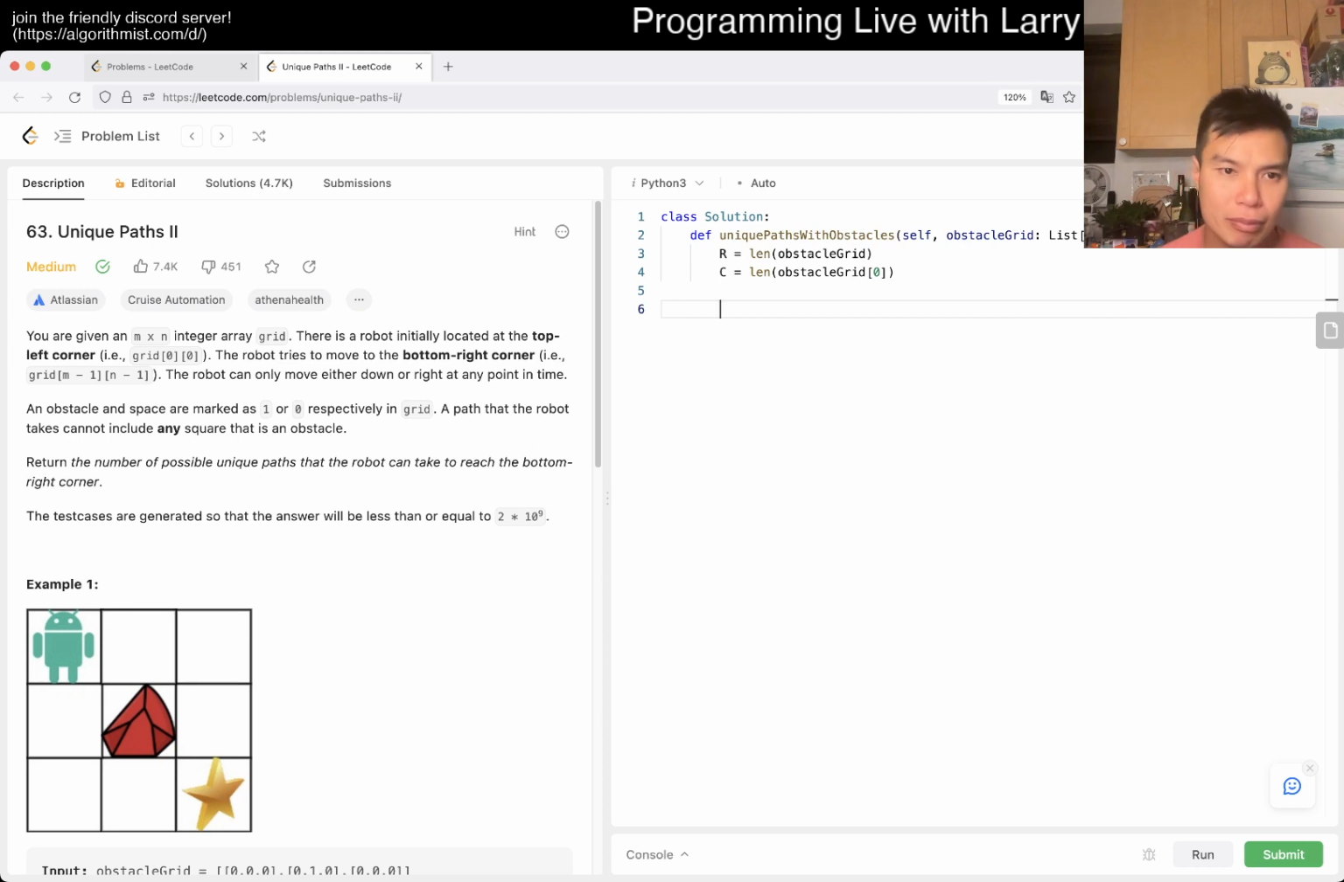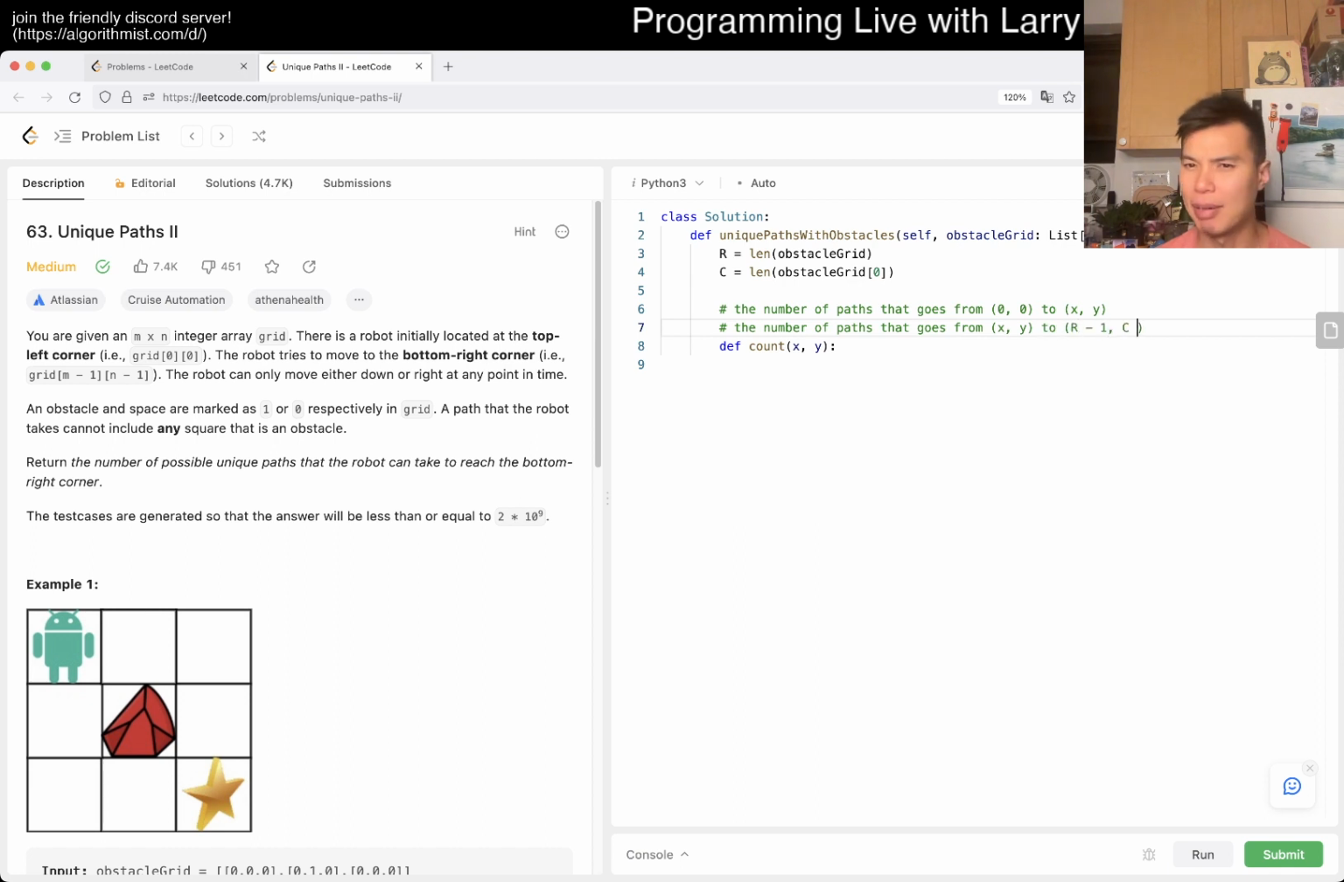And here, I'm going to define it a little bit differently, right? So XY, basically, is the number of paths that goes from 0, 0 to XY. And you may notice that this is not quite the same as the number of paths that goes from XY to r minus 1, c minus 1. So you have to be really precise in which one you want to do, even from the get-go, right? Today, I'm just going to say let's do this one.